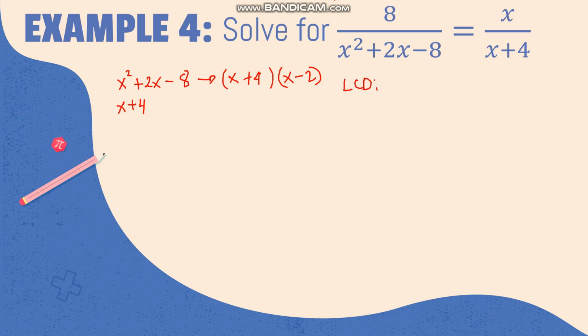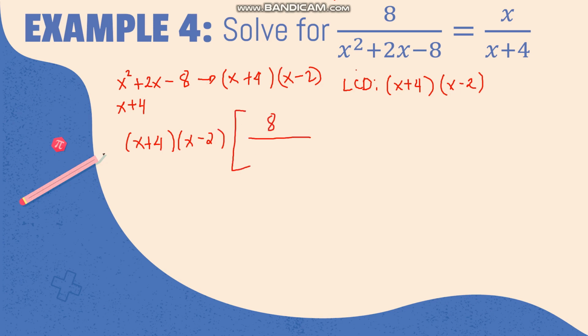Now for the LCD, we have to identify the prime factors that exist in each denominator. In the first one, of course, we have x plus 4. We will just write it once because it also appears in the other denominator, so no need to write them both. So we just have x plus 4 and then the other one is x minus 2, because again, that is another prime factor. Now that you already have the LCD, all we have to do is multiply the whole equation by it. So we have x plus 4 times x minus 2. Then we will multiply it over.